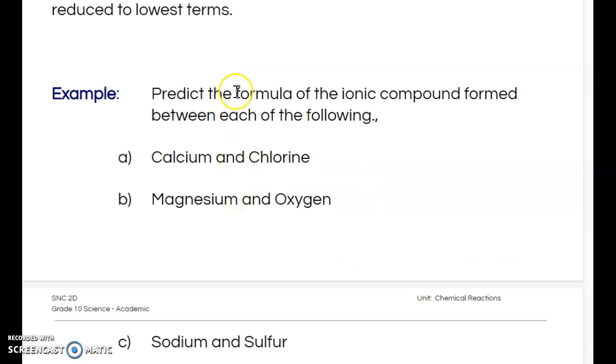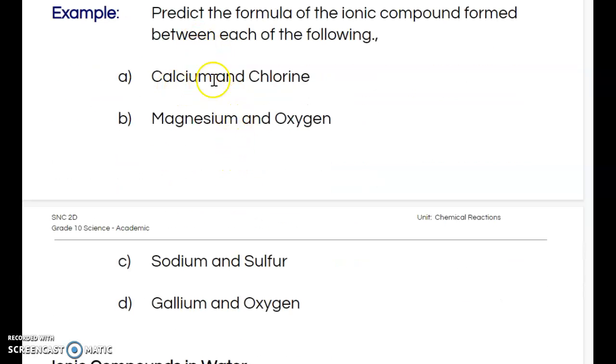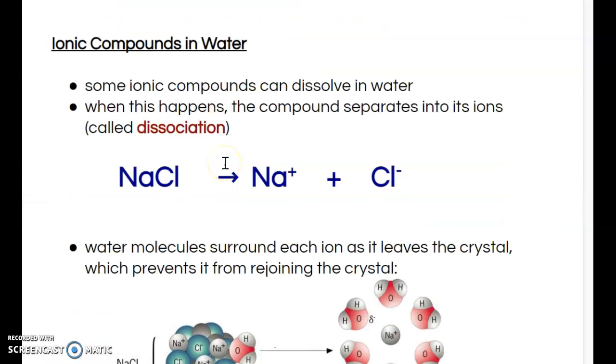I want you to take a look at these: calcium and chlorine, magnesium and oxygen, sodium and sulfur, and gallium and oxygen. I want you to try to figure out the formulas for these ionic compounds. I'm going to continue on. You can do that on your own time.